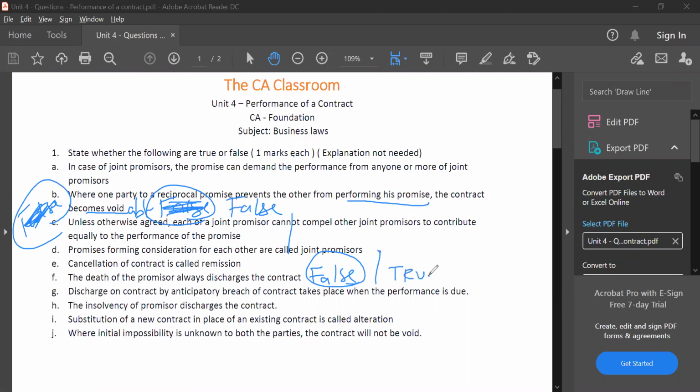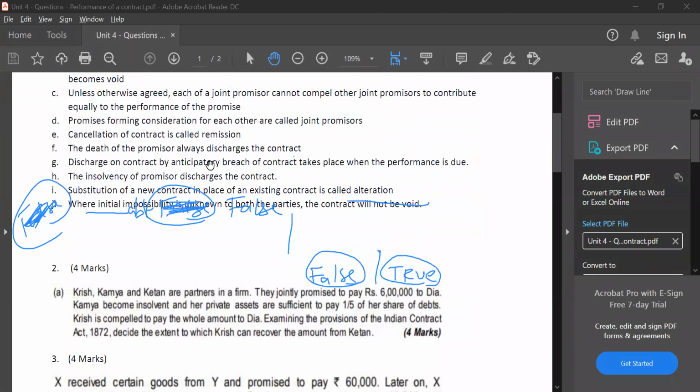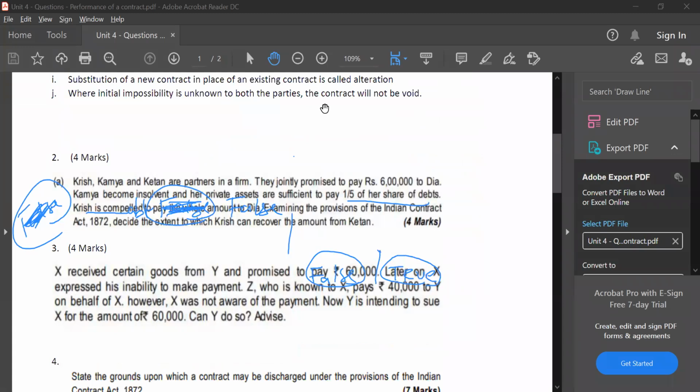Okay, sir. And sir, can you please display the third question? Sure, 1 second. Sir, here Y can sue only for rupees 20,000 to X, right? Correct. And not to Z. Y can sue only 20,000 to X, not to Z. Only to X. Okay, sir. Sir, I'm done with my doubts. Thank you. Okay. Anybody else who has a doubt?